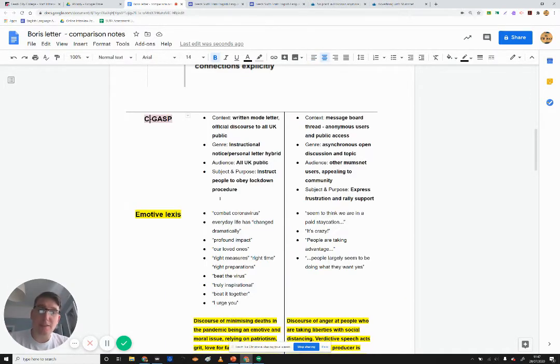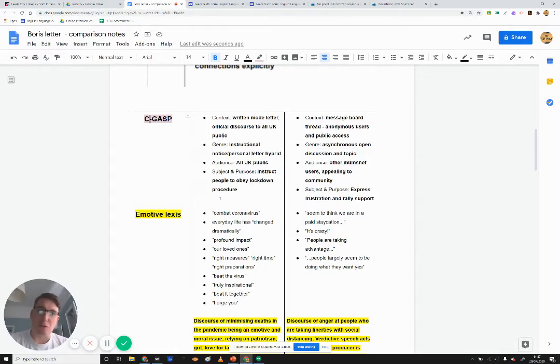Okay, so simple things first about the context. The Boris Johnson letter is obviously in the written mode. It's official government discourse and it's designed for the whole UK public, whereas the Mumsnet thread is on a message board. The users who post on it can be anybody, they can be anonymous, and it's public access. Anybody can do it. You don't have to be qualified to post on it. It's a different context entirely. So you're going to have a very particular public relations aspect in the letter, whereas in Mumsnet, it's essentially anything goes as long as it meets the community guidelines.